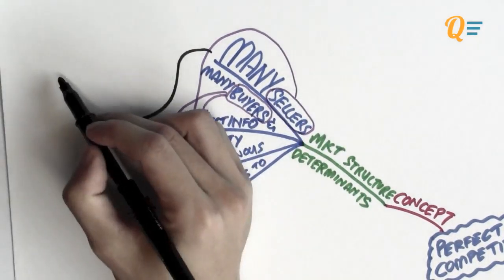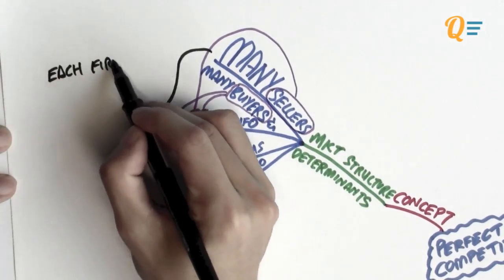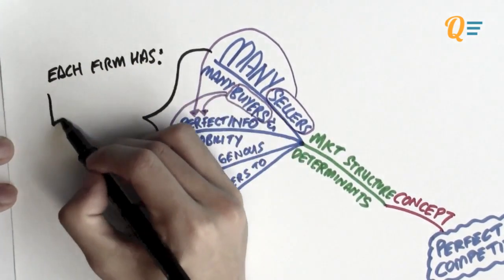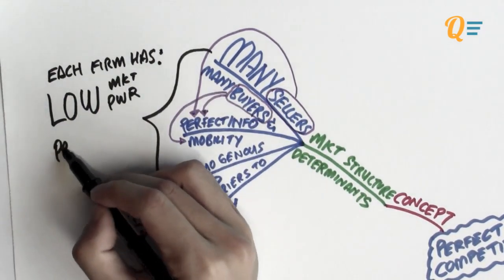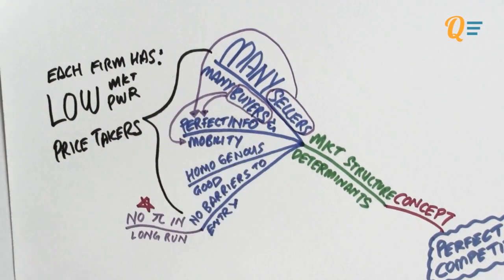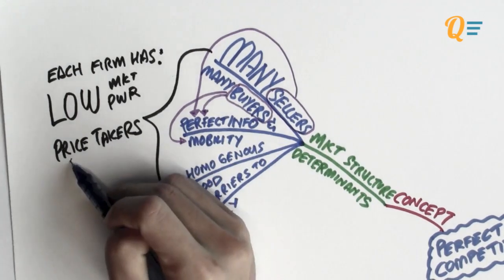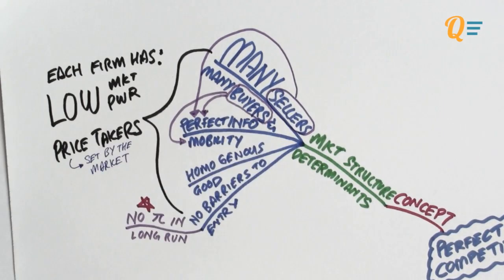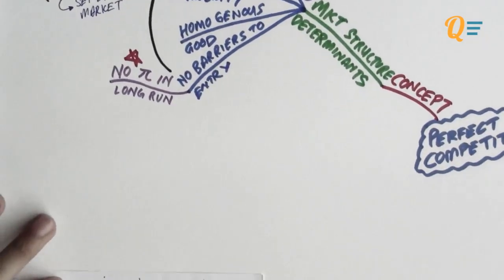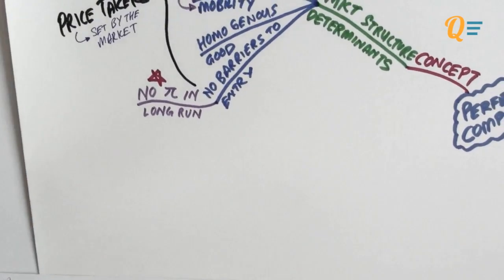So these four factors say something about each competitive firm. Each perfectly competitive firm has low market power, and because of this low market power, they're price takers. They do not have any ability to set a price. The price is set by the market itself. So the market as a whole, together with all of its sellers and all of its buyers, will set the price, not the individual firm.